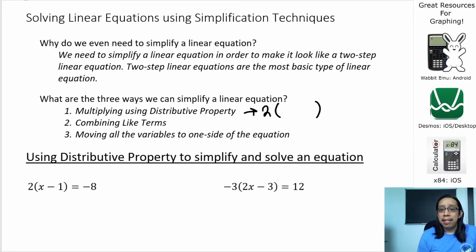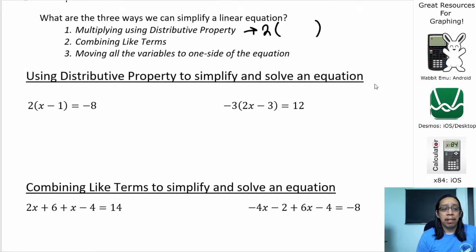So, what's the idea here? Like I was saying before, you want to take any number that's on the outside of your parentheses, multiply it to the inside, and then solve the resulting equation. For example, look at this one right here. We have a 2 on the outside of our parentheses, so we're going to multiply that 2 to everything on the inside of the parentheses. So 2 times x is just 2x. 2 times negative 1 is just negative 2, or minus 2 in this case, and that equals negative 8.